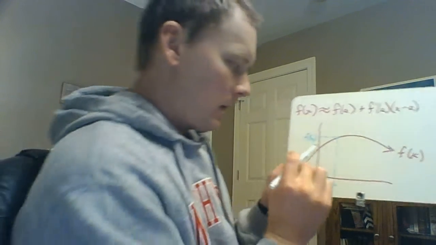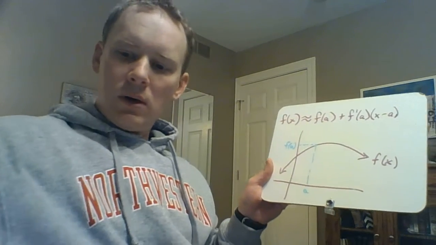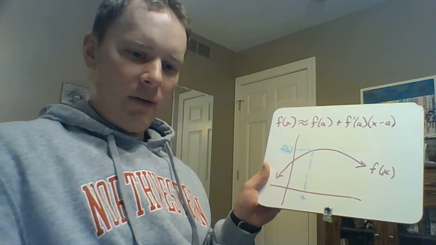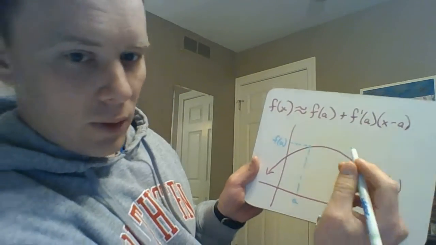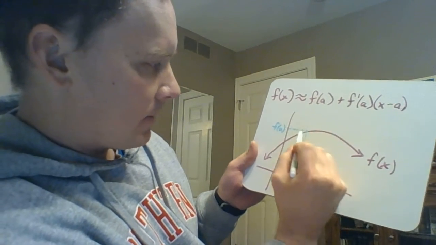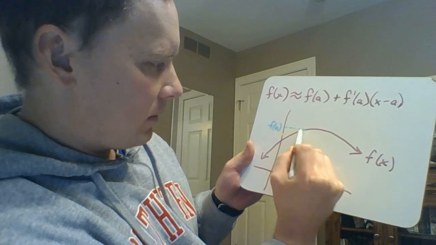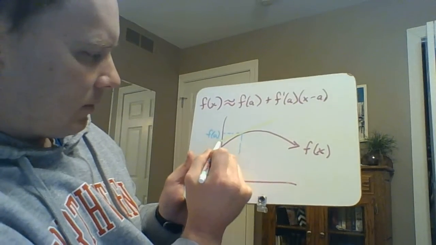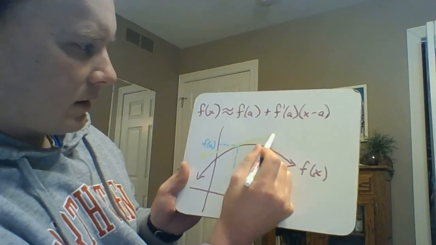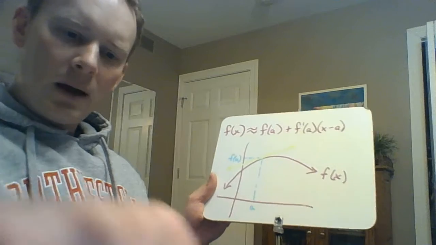Then what we're going to do is take the derivative of f of a, and we know the derivative represents the slope of a tangent line. Is that going to be hard to see? That might be kind of hard to see, sorry. But I do want to have a little bit different colors here. So this line right here, I'll go back.